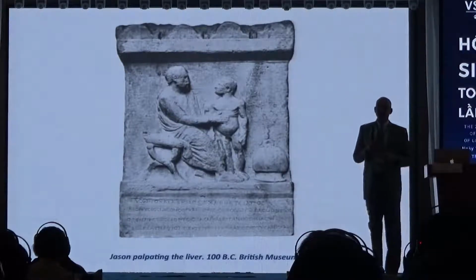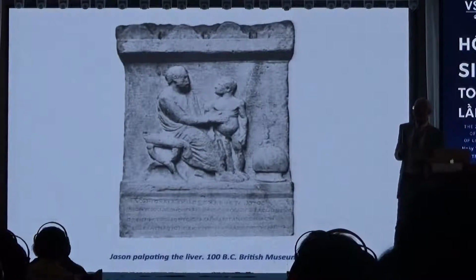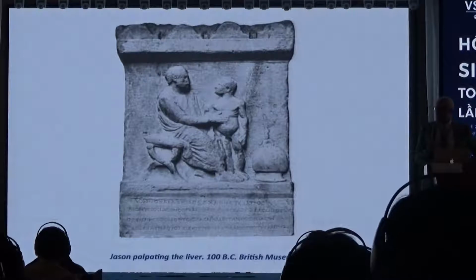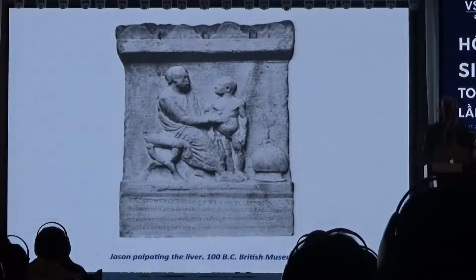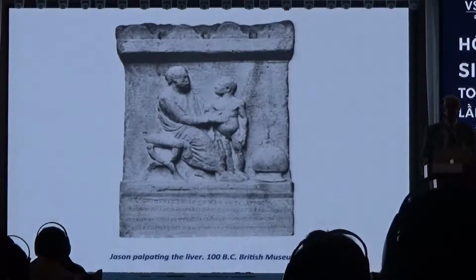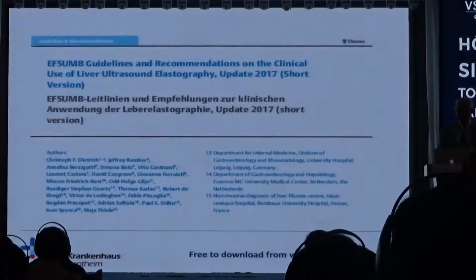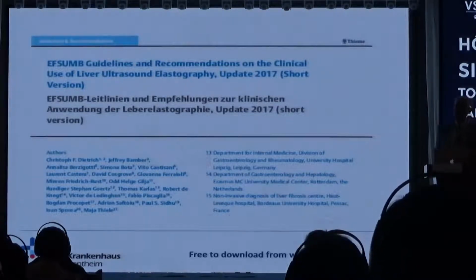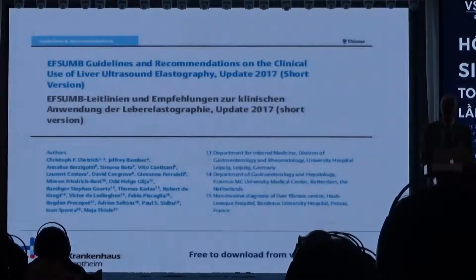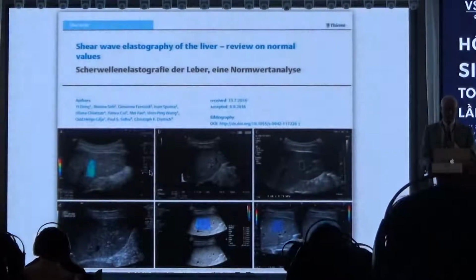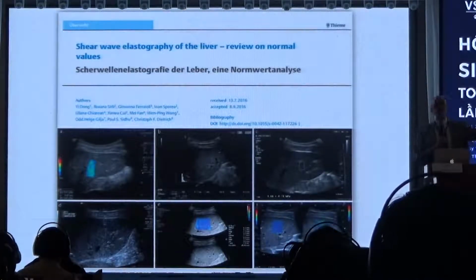And Jason, a Greek, was palpating the liver many years ago. If you go to London, you can see in the British Museum that elasticity was a big issue 2,000 years ago. And it's even more of an issue right now. As mentioned, you will find those guidelines on the liver, and here you see the website where you can download not only this guideline, but also a textbook, examination technique videos on how to perform, and so on. And if you are interested, there's also a paper on normal values.